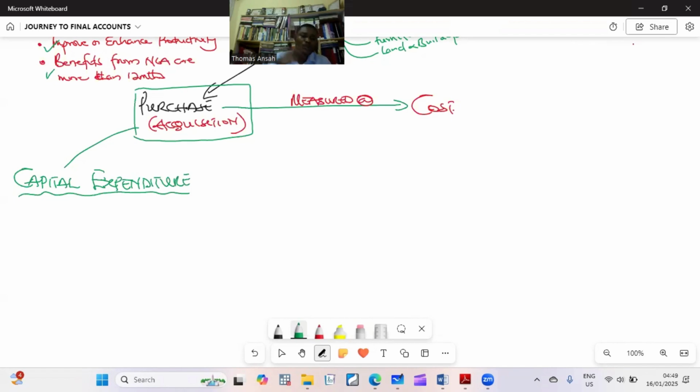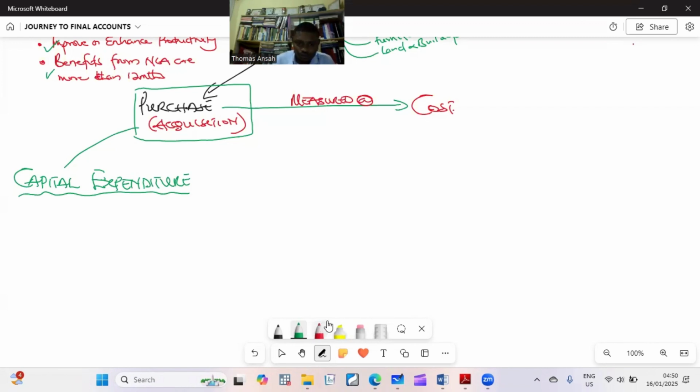So the opposite of capital expenditure will be what? Revenue expenditure. Those are recurring. All right, it's every day or every year. If you pay rent this year, you pay rent next year. So those are recurring. We pay electricity, recurring. So you see that those are always revolving. All right. So that is that.